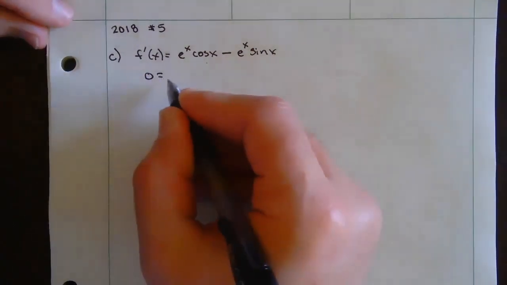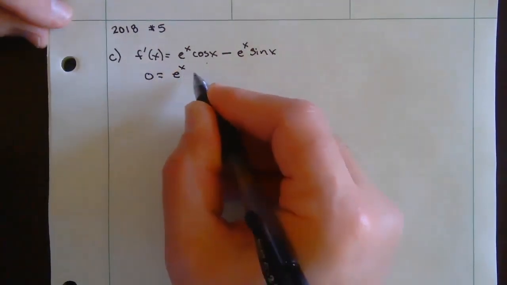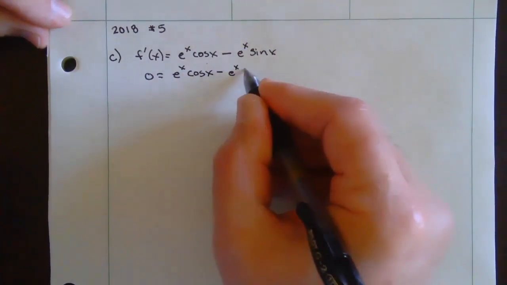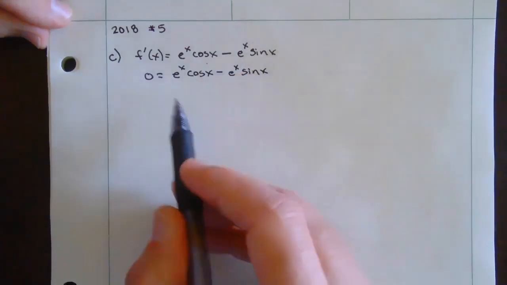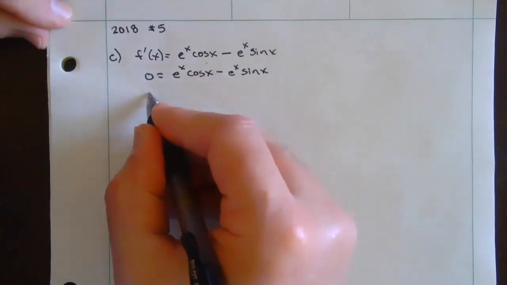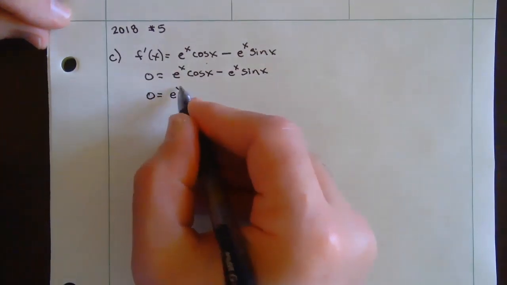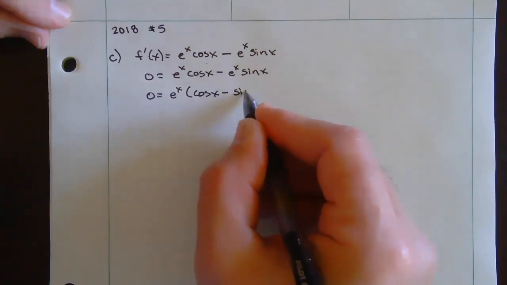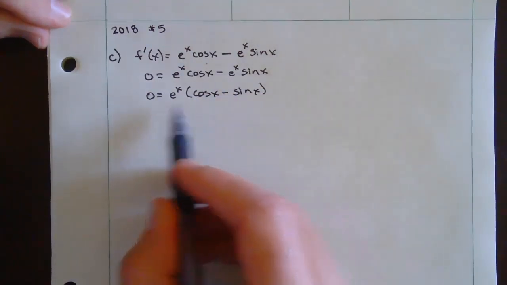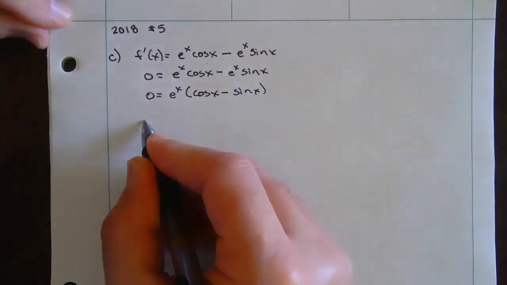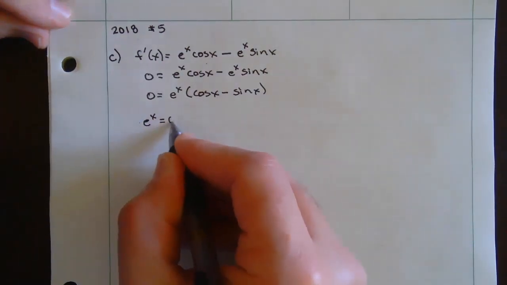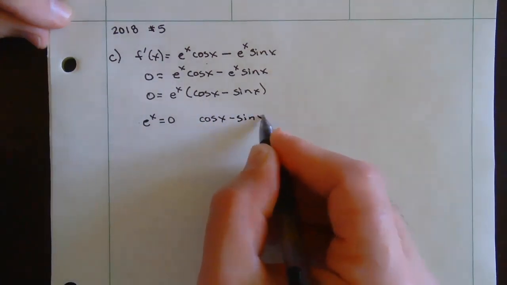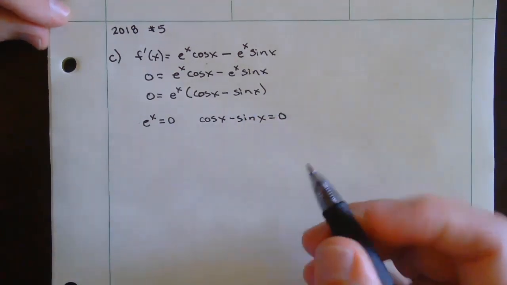But it could be 0, okay? So we're going to set it equal to 0, and then this would be e to the x cosine x minus e to the x sine of x. We would want to factor out an e to the x here. So 0 is equal to e to the x, and then we'd have cosine of x minus sine of x. So the only way for this to be 0 is if one of these is 0, okay? So we have e to the x would be equal to 0, or cosine x minus sine of x is equal to 0, okay?